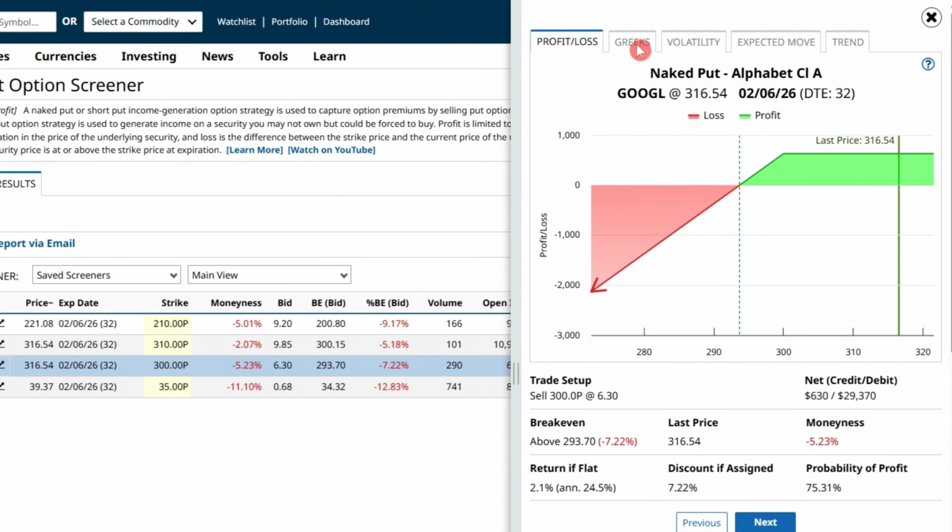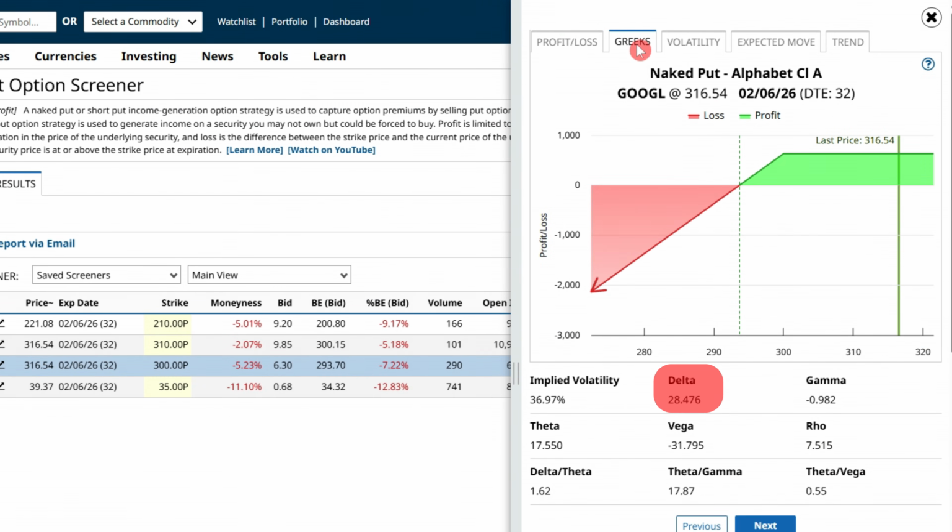Now, if we check the Greeks tab, this trade has a delta of 28, which is within my standard range of 20 to 30, and has a theta of 17.55. This means the option will lose roughly 18 cents every passing day, though this value will increase as expiration draws near.